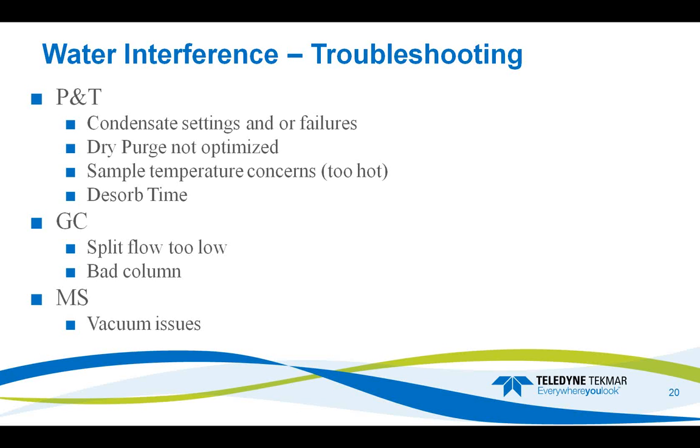On the GC side of things, we can look at our split ratio. So we may have our split ratio set too low, so we're allowing too much of that water to go on the column. A long water peak could be a sign of a bad column. And on the mass spec, we could be looking at vacuum issues. So maybe we don't have adequate vacuuming, so that water that is making it to the mass spec is causing more problems than it otherwise would.